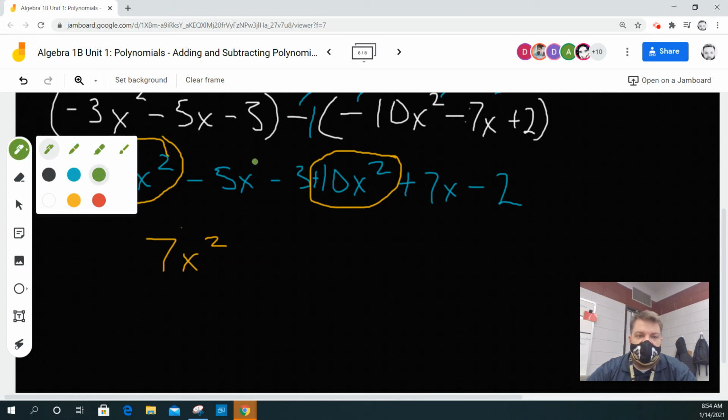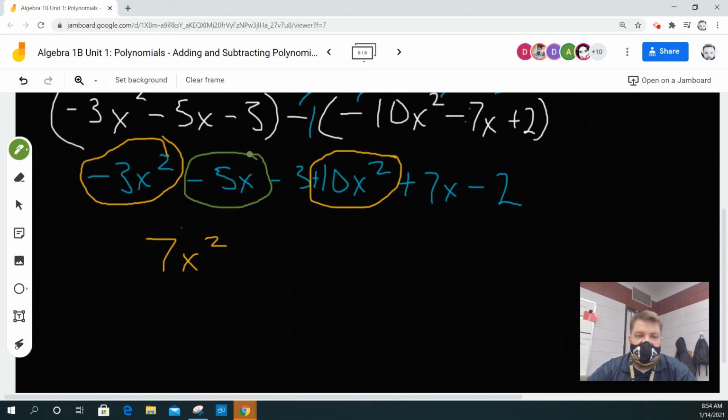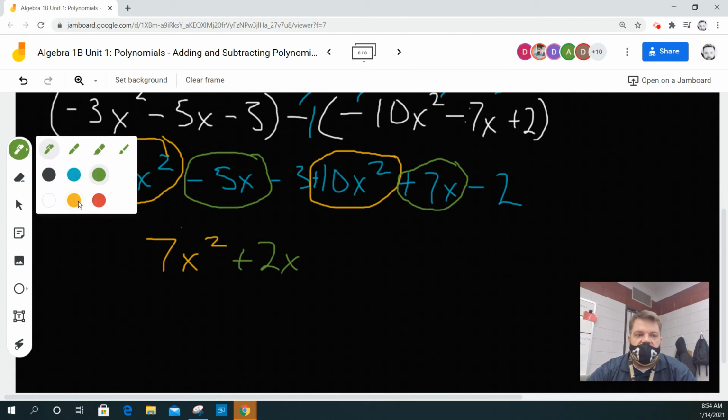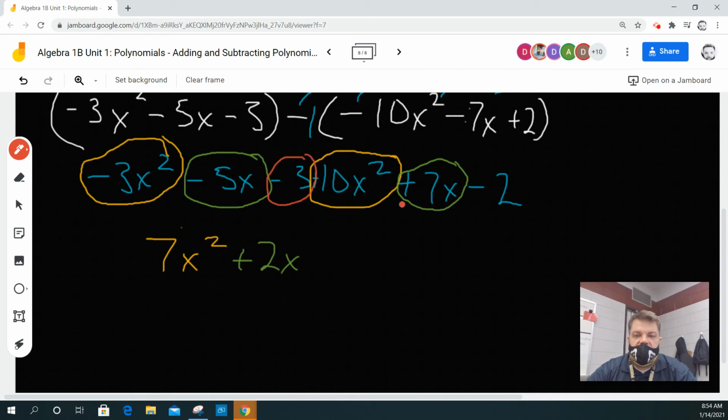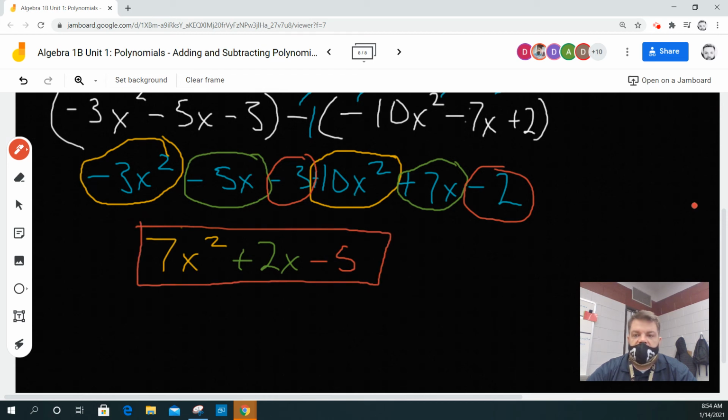Next, I'm going to focus on the first degree terms, x to the first degree. So 7 minus 5 is a positive 2. So 7x minus 5x is 2x. Next, I'm going to focus on the constants. I have a negative 3 and a negative 2, which is negative 5. Okay?